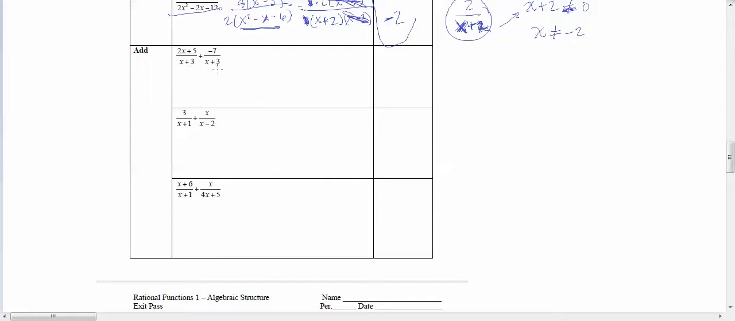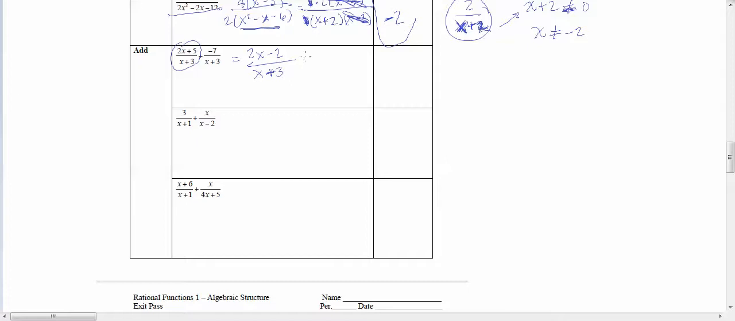x plus 3 and x plus 3, the denominators for these fractions are the same. So if I want to add 2x plus 5 divided by x plus 3 plus negative 7 over x plus 3, I can simply add the numerators. That would be 2x minus 2. The reason is that I take the 5 and the negative 7 and combine them, or 5 minus 7. I don't deal with the 2x because I'm not subtracting any x's on the second numerator. And then I keep the same denominator, x plus 3.